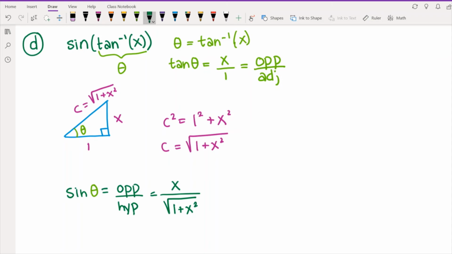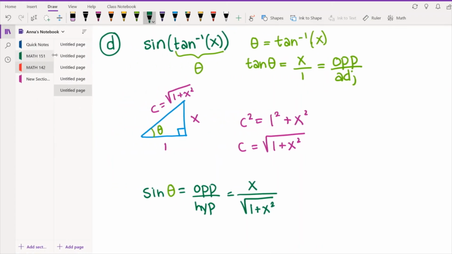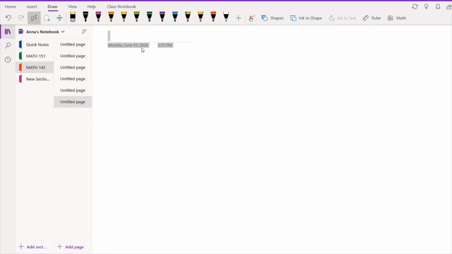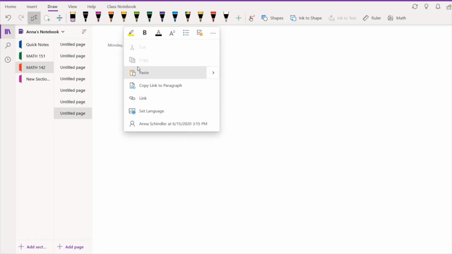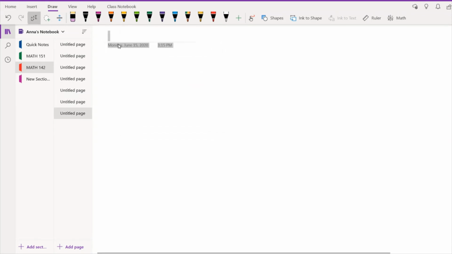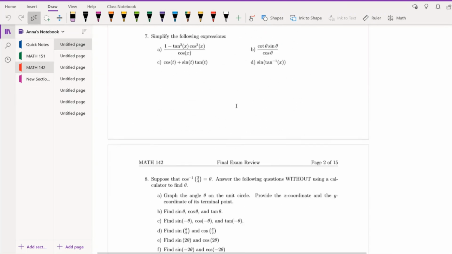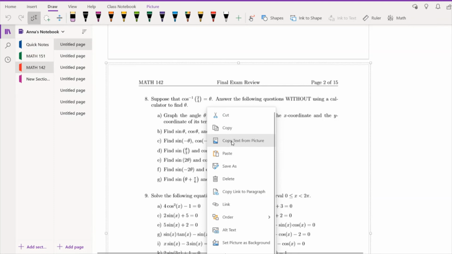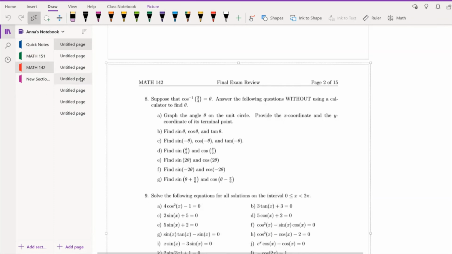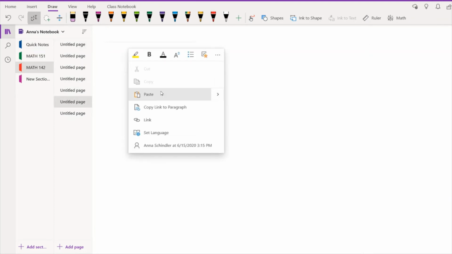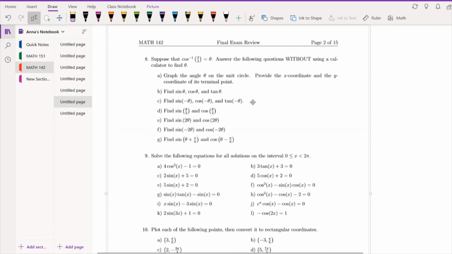Okay, so next up we're going to look at number 8. Number 8 is a question that has multiple parts. Let me make a new page here because we're going to need it. I'll just copy and paste this page so that we have all that info where we need it. Okay.